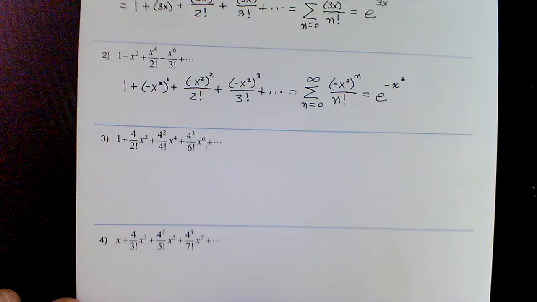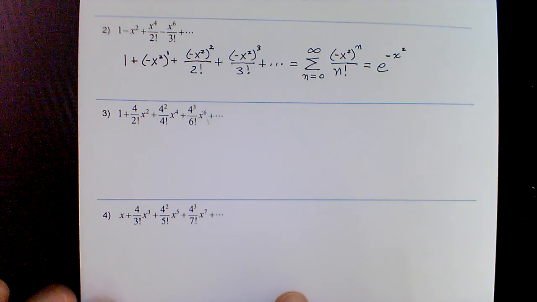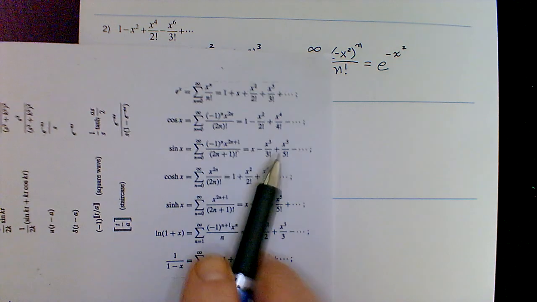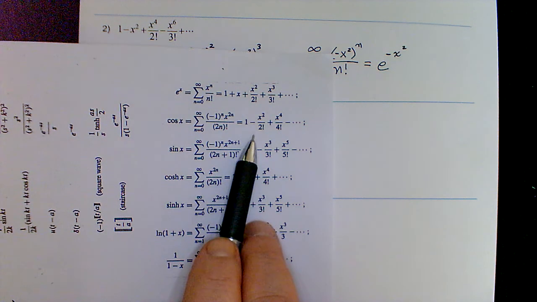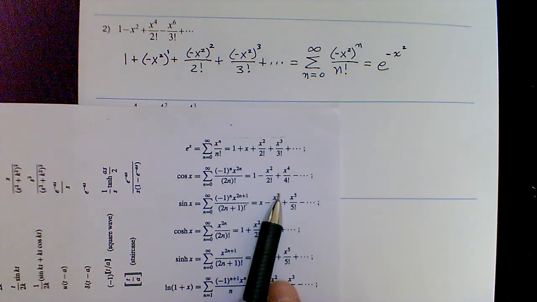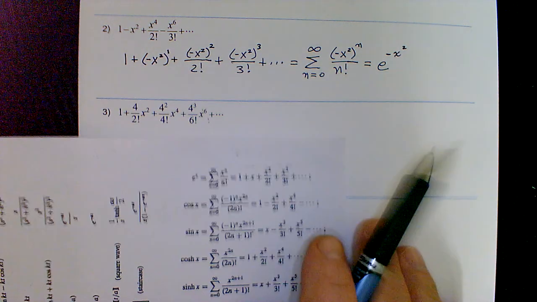Okay, a couple more. Now we've got even factorials in the denominator. So let's look at the table. Even factorials. Okay, here's some even factorials, but these ones will alternate sign. What does ours do?